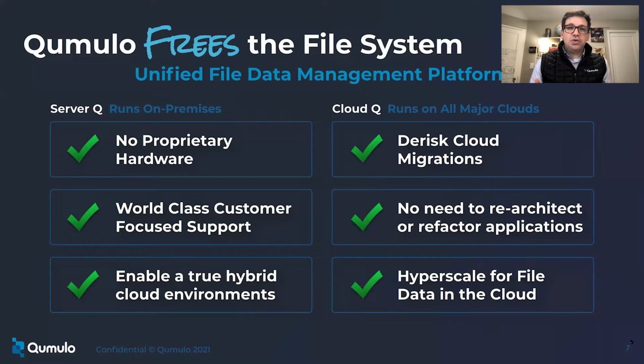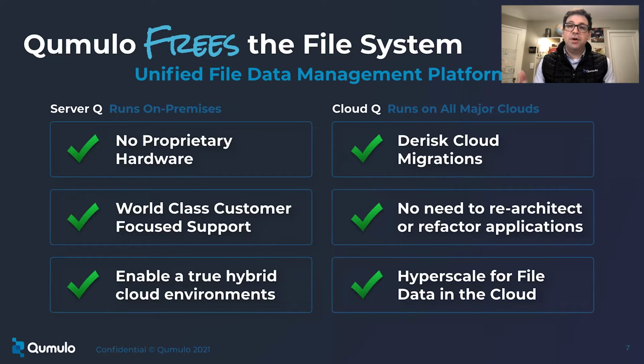So Qumulo's goal here is to solve those problems by taking a file system and freeing it from its previous constraints. We do that by building what we call the unified file data management platform that runs in the data center on what we call server queue, that requires no proprietary hardware, offers world-class support that's focused on you as a customer, not resolution time, and that enables an actual hybrid workflow where you can move data back and forth between on-prem and cloud at your pace, and runs natively on all major clouds, which enables you right away to de-risk your cloud migration.